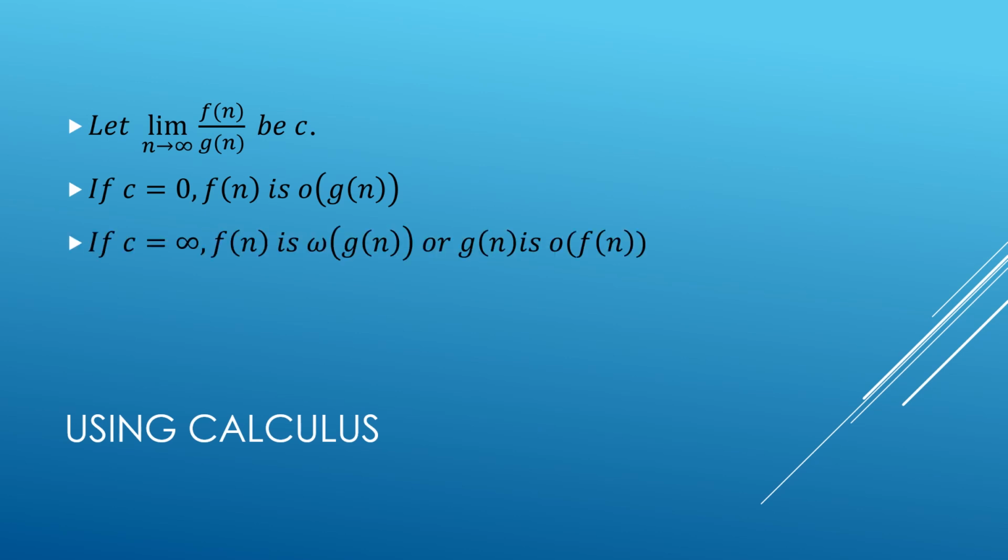If C is infinity, look at the limit again. f(n) and g(n) are two functions racing towards infinity. If f(n) hits infinity first, that is, f(n) has a higher growth rate, the whole limit will become infinity. If C is infinity, f(n) is little omega of g(n), or g(n) is little o of f(n).